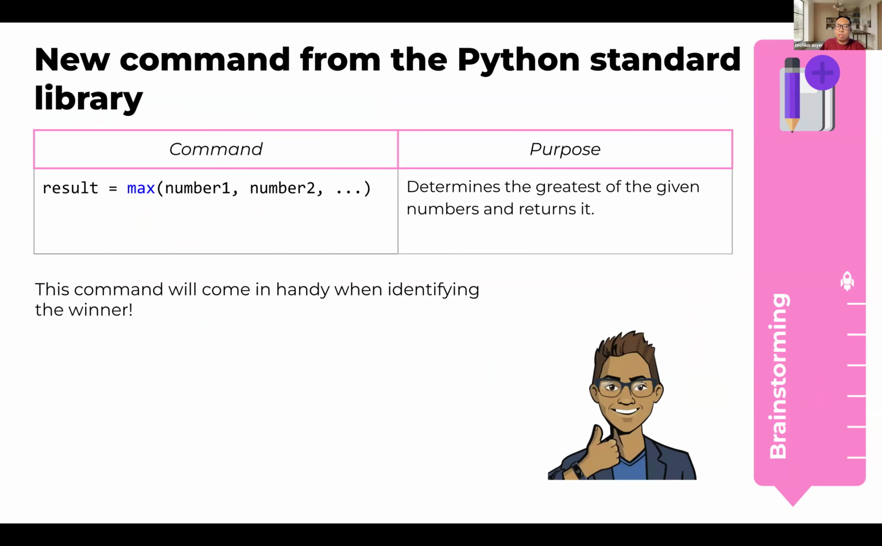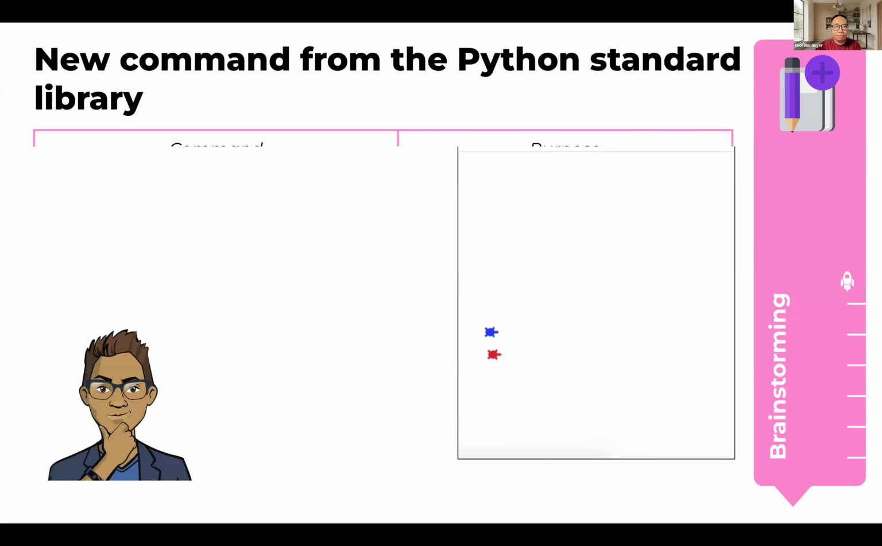Now a new function also, but not from turtle. It's just a built-in function. The function that we're going to learn here is called max. This is a statistic function. As you can see, the purpose of using max is to determine the greatest of the given numbers and return it. Basically, it chooses the greatest number among all of these options. You get it? Okay, let's continue again.